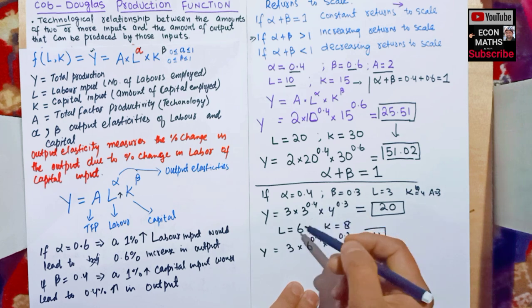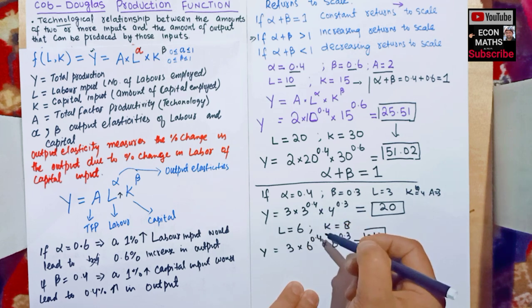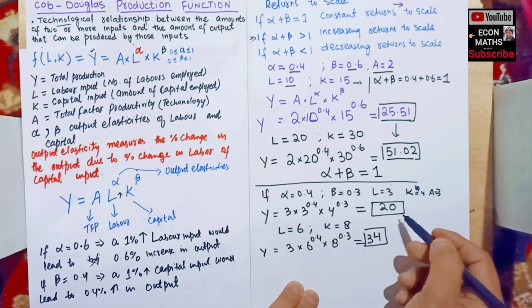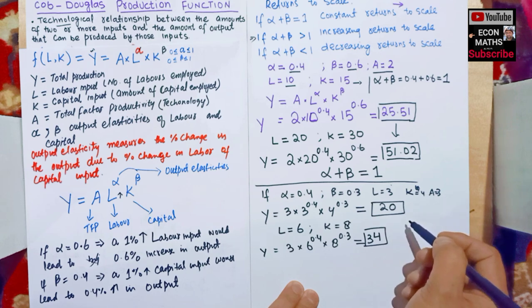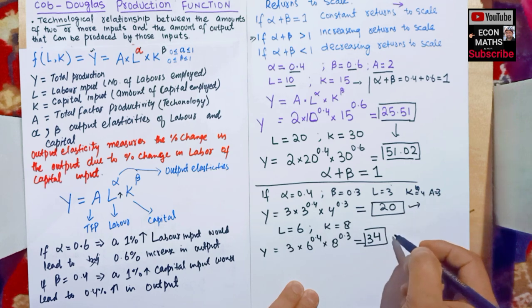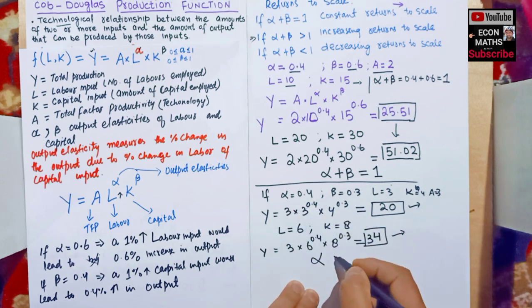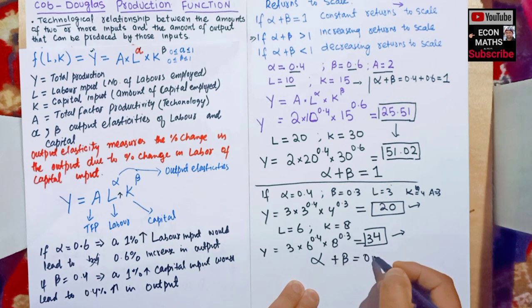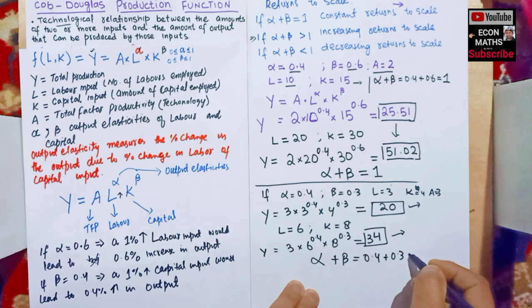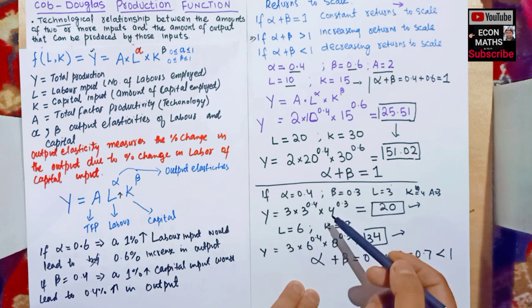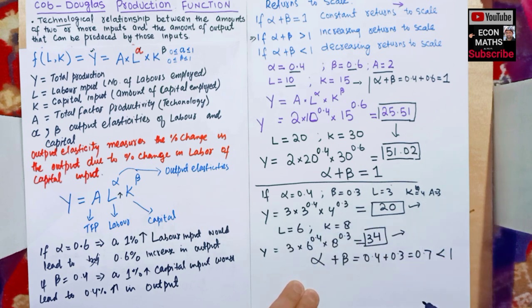Here we have increased both labor and capital, we have doubled them, but our production did not get doubled. If it was 20 units, it got only 34 units. Why? Because the value of alpha plus beta is equal to 0.4 plus 0.3, which is equal to 0.7, which is less than 1. That means doubling the labor and capital will not double the output, though the output will increase, but less than double.